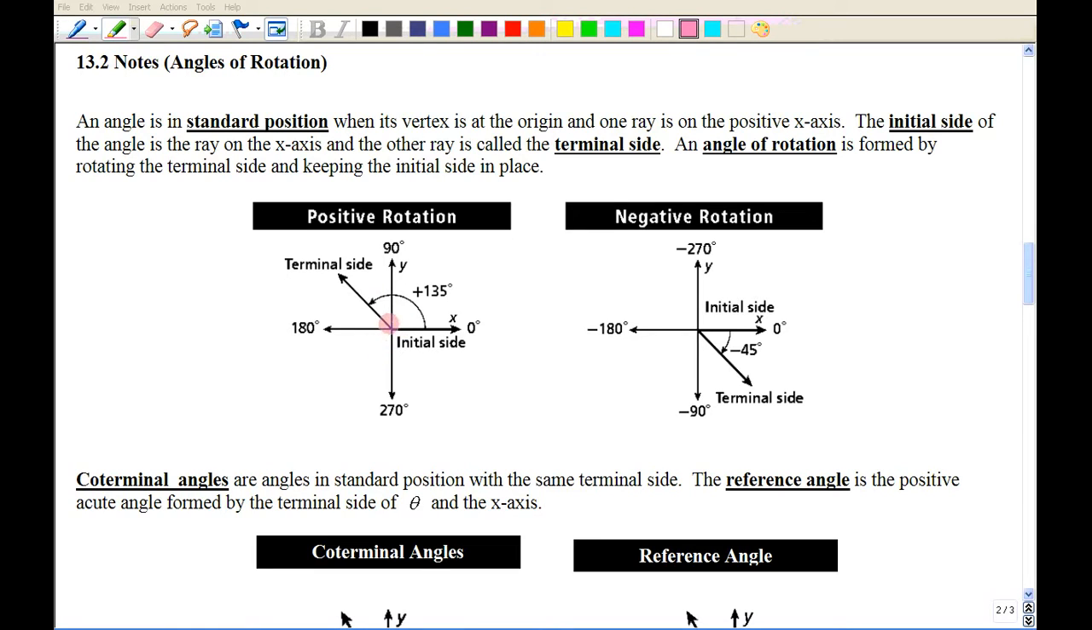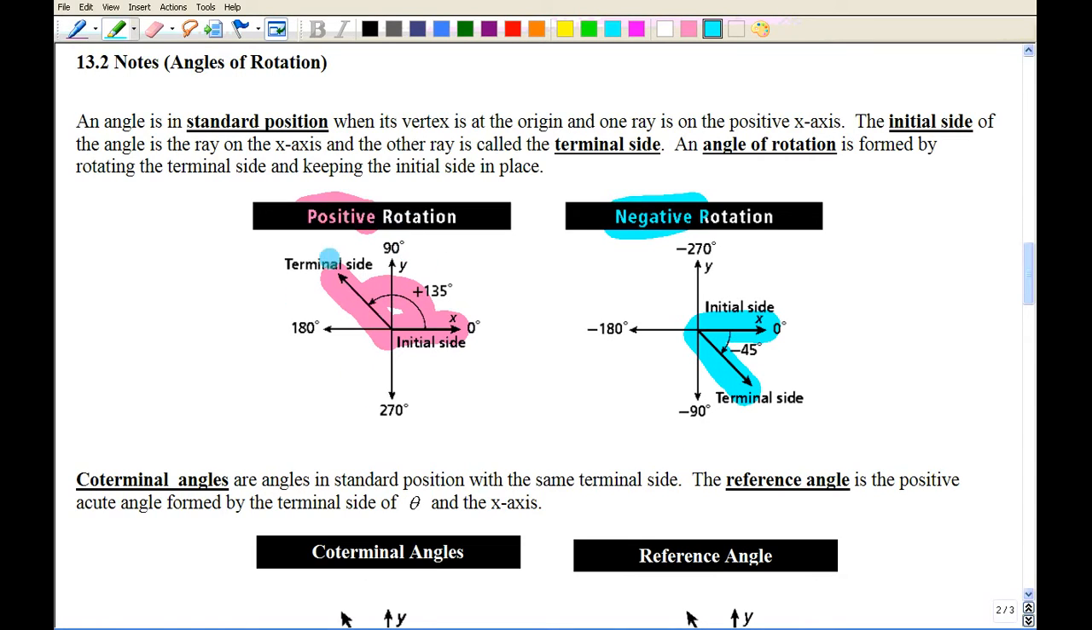our initial side is on the x-axis, and then the terminal side, and then you would rotate. Going counterclockwise would be a positive rotation. So going counterclockwise would give us an angle of positive 135 degrees. So again, the initial side is on the x-axis and the terminal side is the other. For negative rotation, again, the initial side is on the x-axis, but instead we're going to rotate clockwise. So this would be a negative 45.